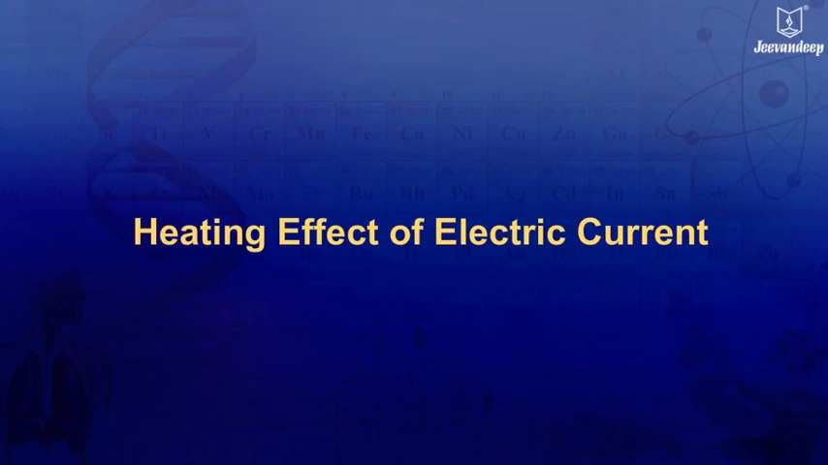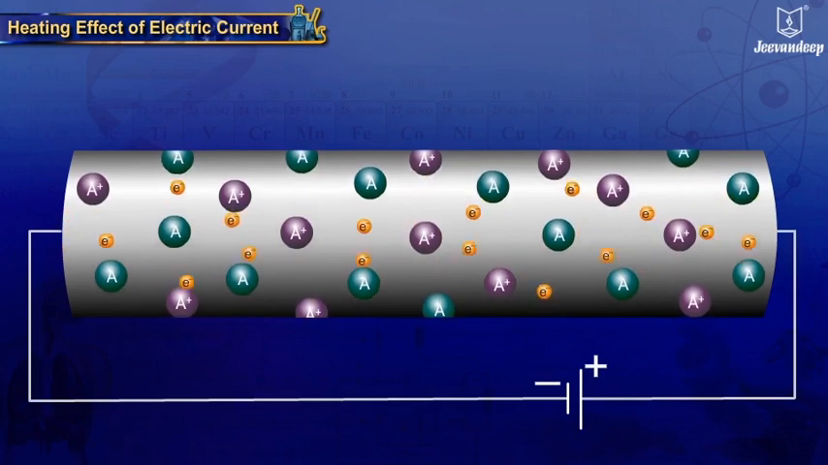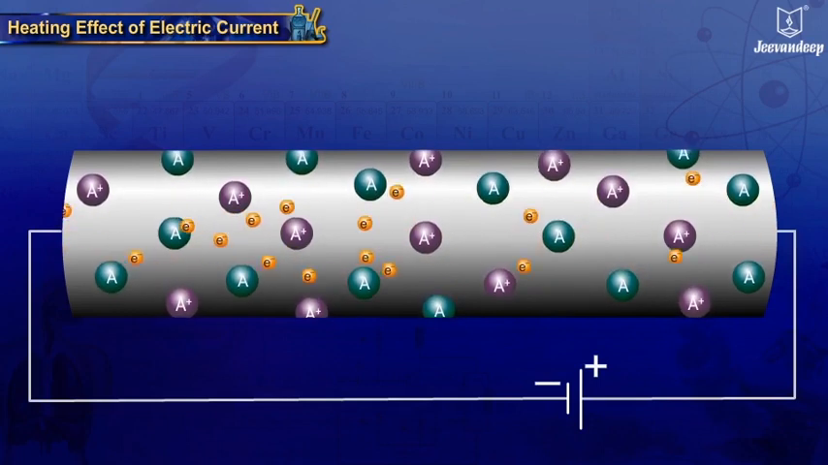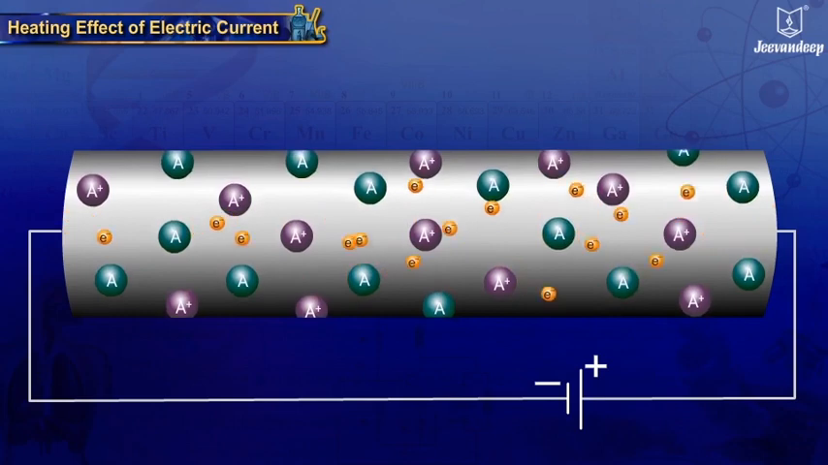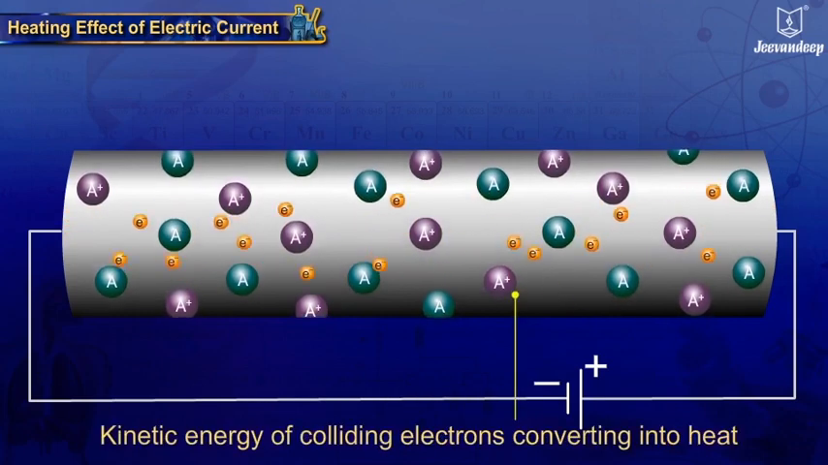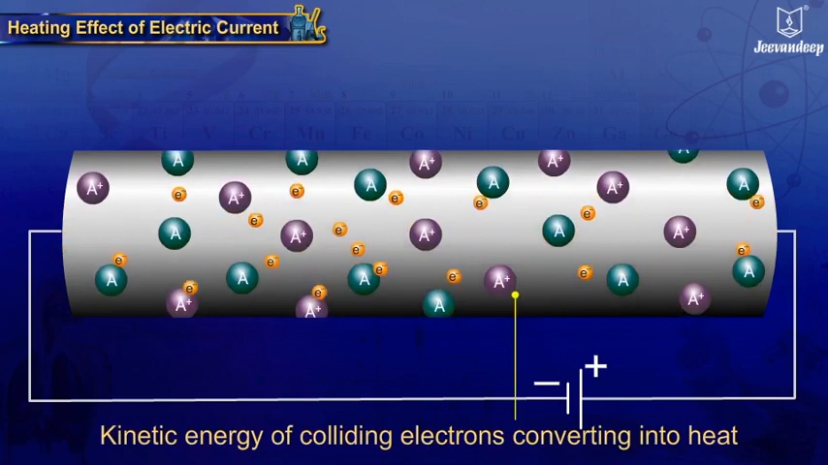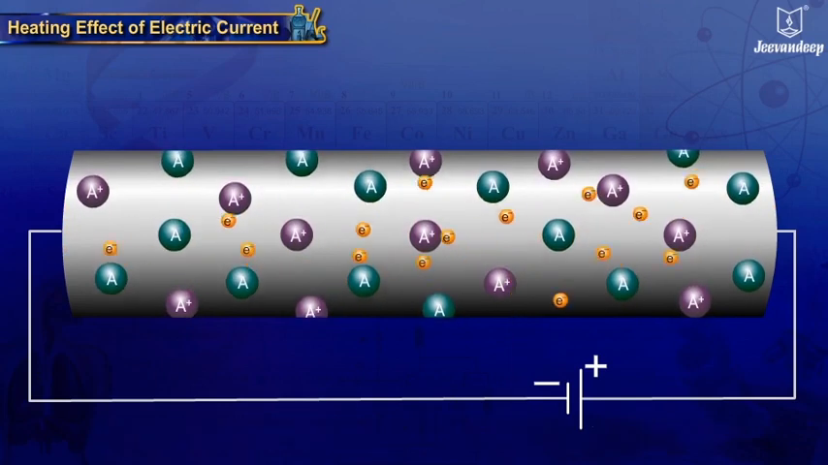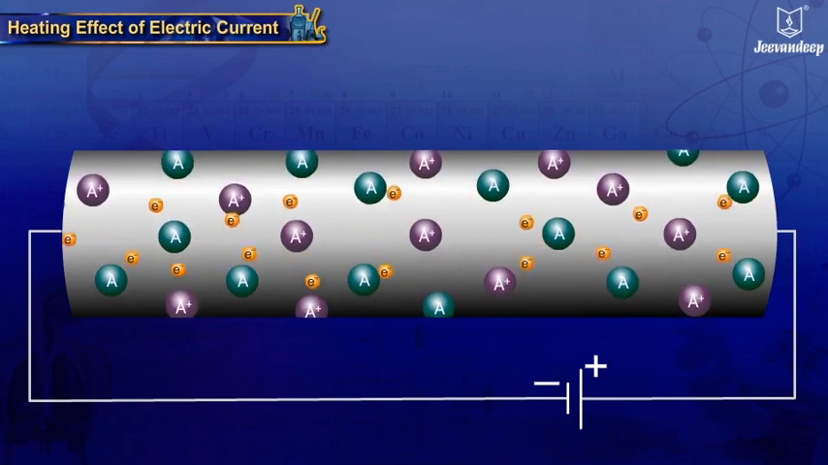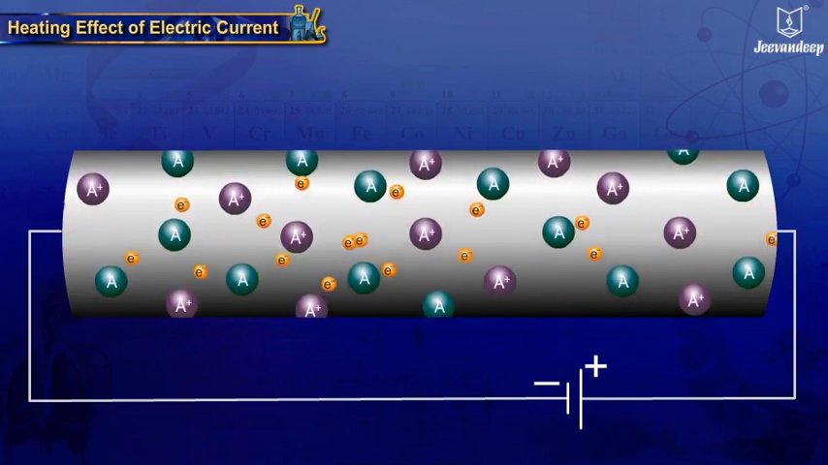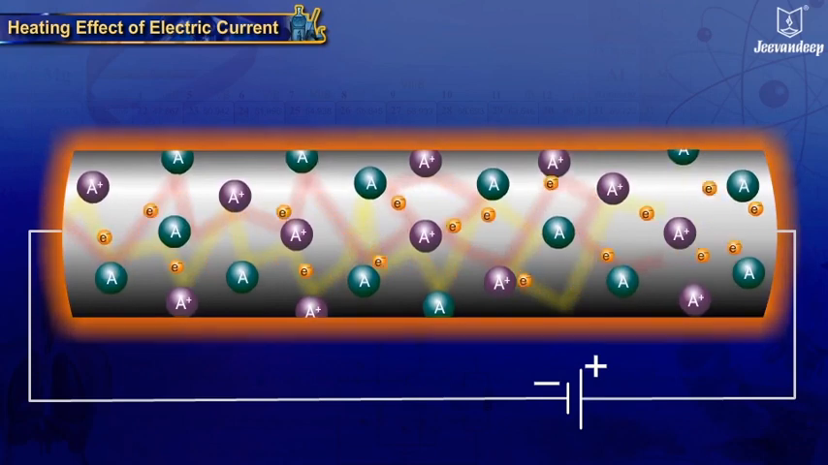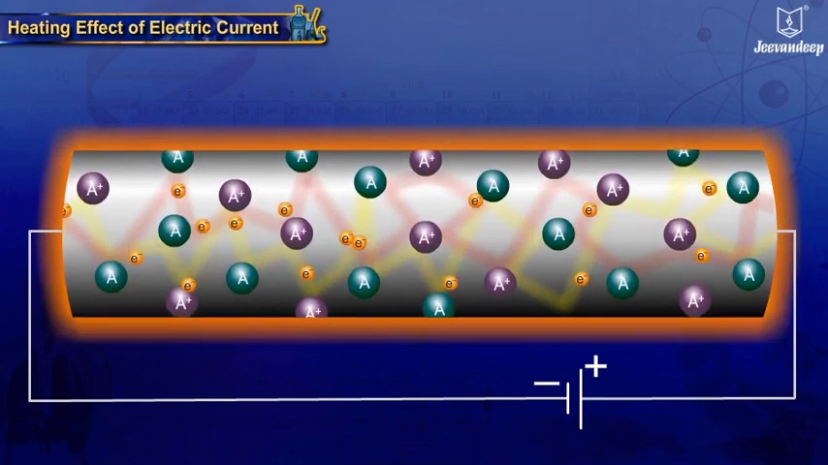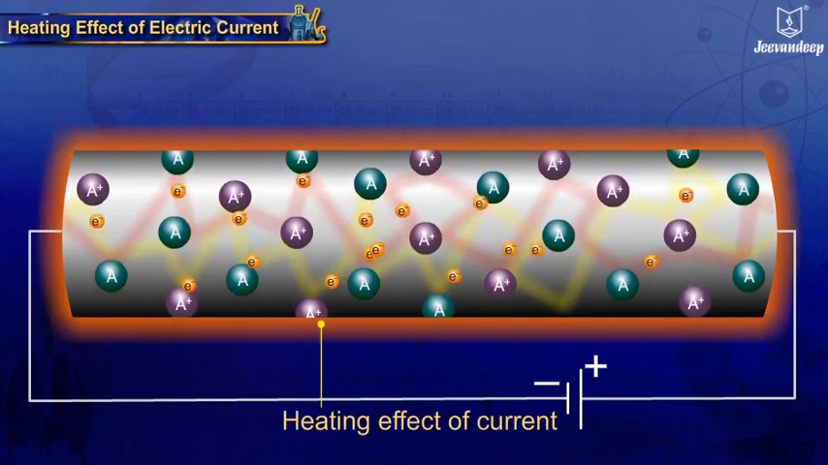Heating effect of electric current. The current flowing through a metallic conductor causes the free moving electrons to collide with the atoms and ions of the metal, leading to conversion of part of their kinetic energy into heat. This results in production of heat energy in a conductor due to the electric current flowing through it, and this phenomenon is known as the heating effect of the current.